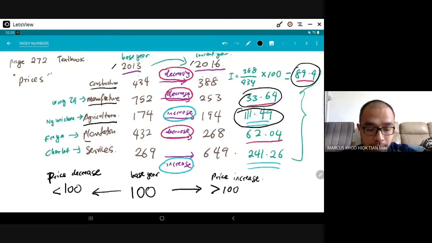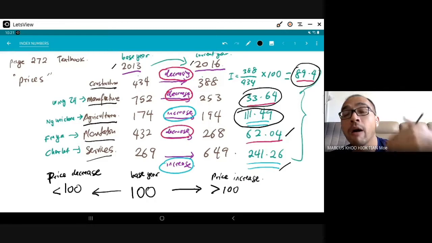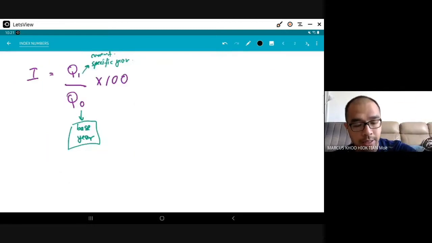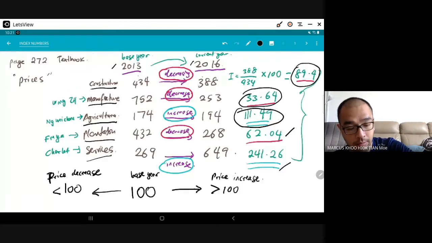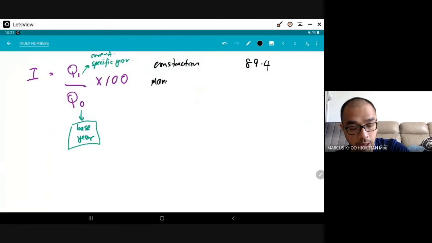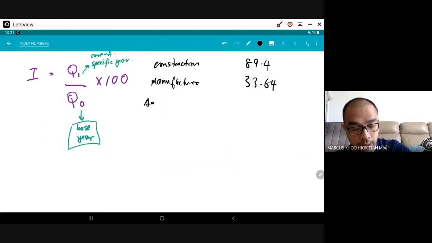Okay, the price of plantation has decreased. And the price of services has increased because the number is bigger than 100. But you see, that's not the only thing that we want to know. I want to know how many percent it has decreased or increased. So I'm going to rewrite this again. Construction, the number is 89.4. Manufacture is 33.64. Agriculture is 111.49.